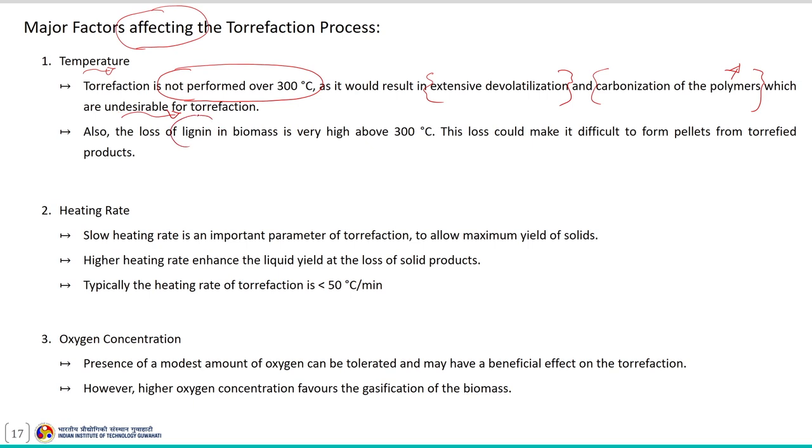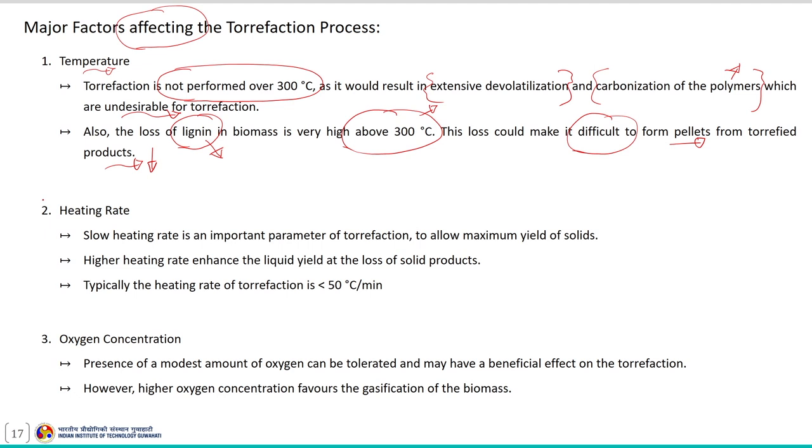Also the loss of lignin in biomass is very high above 300 degrees C, and this loss could make it difficult to form pellets from the torrefied product. And that's the reason I discussed in the previous slide that if the temperature goes beyond 300 degrees C, then there will be more loss of the lignin in the biomass, and the lignin is nothing but the natural binder. And if the content of the lignin gets reduced in the torrefied biomass, then it becomes very difficult to form a pellet from the torrefied biomass.